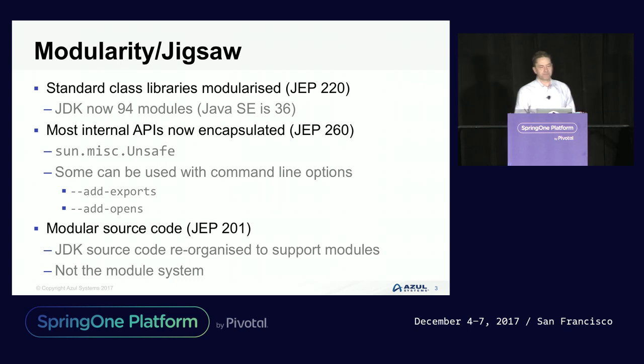classes and the methods. There's also another feature of Jigsaw, which is the idea of the modular source code. If we break up the rt.jar into all these different modules, it also makes sense to take the source code, reorganize it so it's based on the modules that are being created in the runtime. So that's a logical thing to do as well.